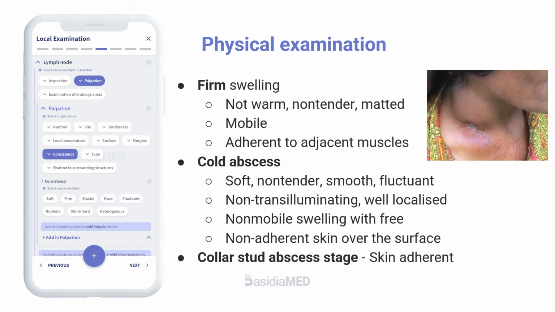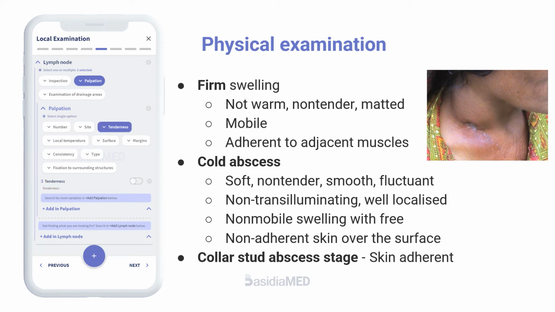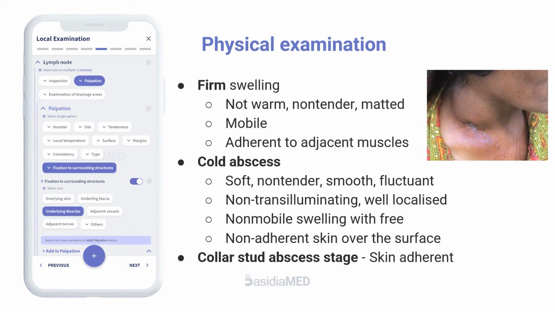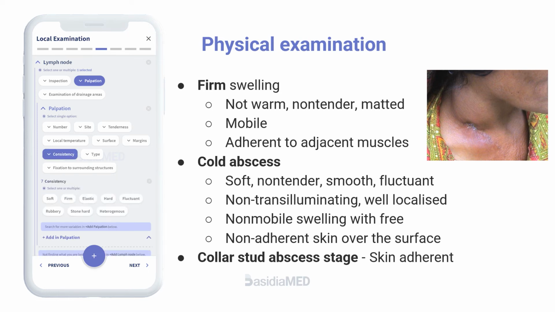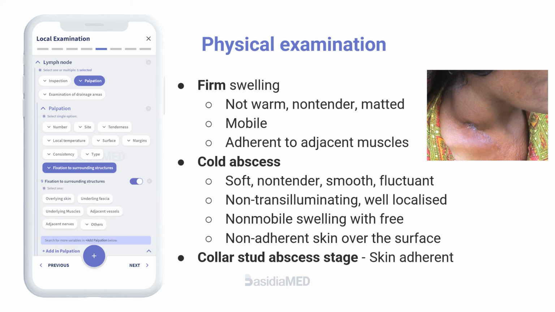Physical examination reveals the presence of a firm swelling, which is not warm, non-tender, matted, usually mobile, and can be adherent to adjacent muscles. Cold abscess is a soft, non-tender, smooth, fluctuant, non-transilluminating, well-localized, often non-mobile swelling, with free non-adherent skin over the surface. Skin will be adherent at the collar stud abscess stage.